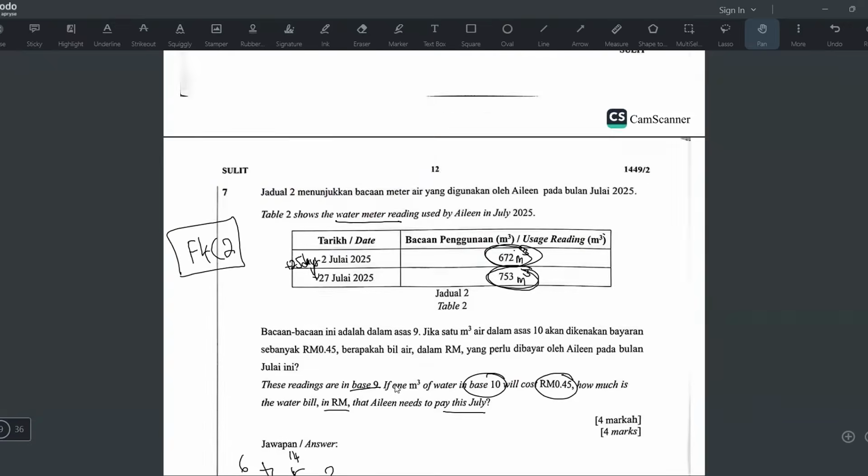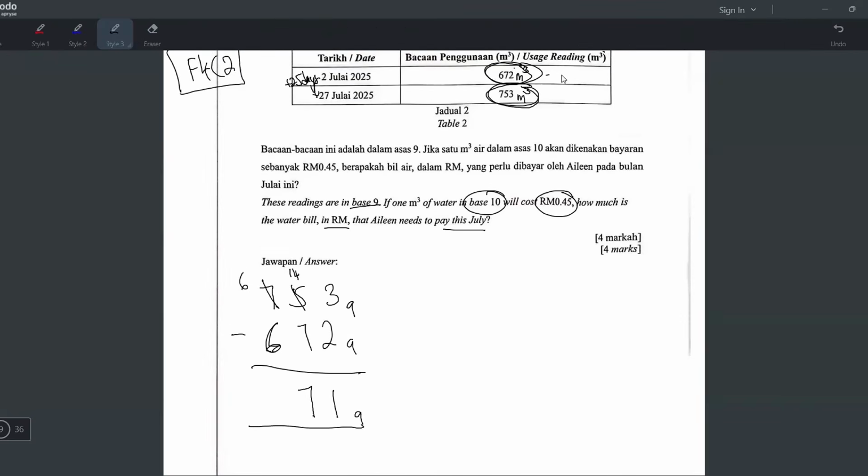Okay, of course ada juga cara lain. Cara lain is like you convert both to base 10 dulu lah. Ada lagi satu cara, you convert both to base 10, lepas tu baru tolak, dapat base 10, and then yang tu darab dengan 45 cents. Boleh juga you dapat same jawapan, same answer. But I did it a bit different. I tolak dulu. Tapi bila saya tolak, saya akan dapat base 9. So tukar jadi base 10, and then baru darab lah.